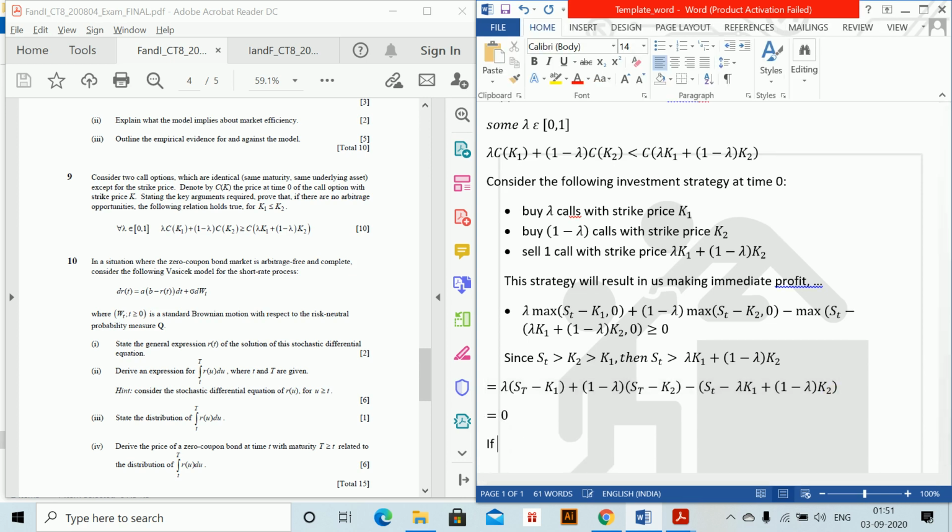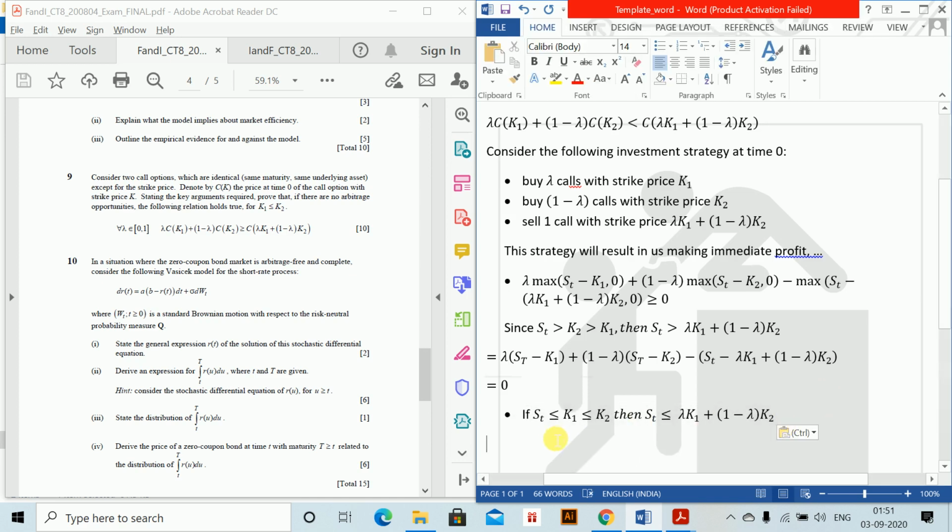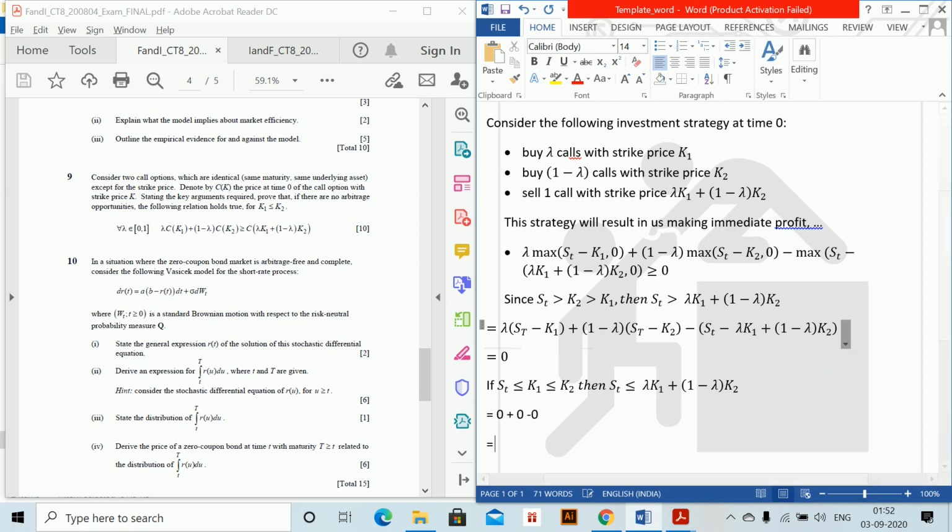Okay, if S_T is less than or equal to K1, which is less than or equal to K2, then S_T is less than or equal to lambda K1 plus (1 minus lambda) K2. Okay, and therefore this is equal to 0 plus 0 minus 0, hence this is also equal to 0.